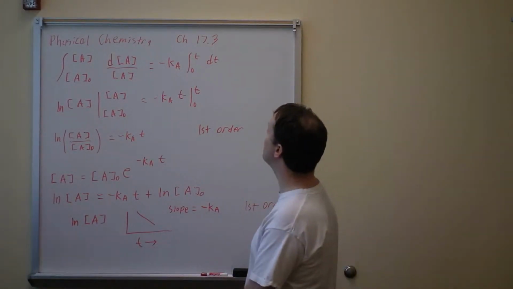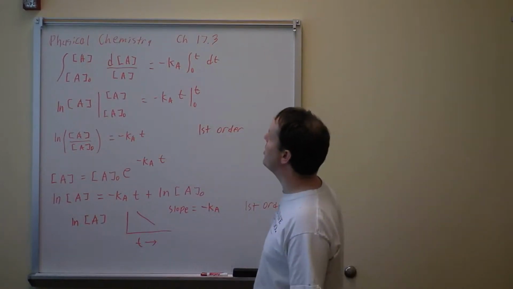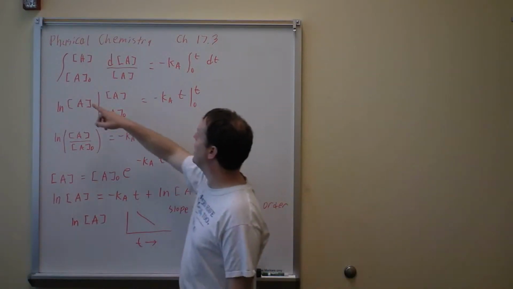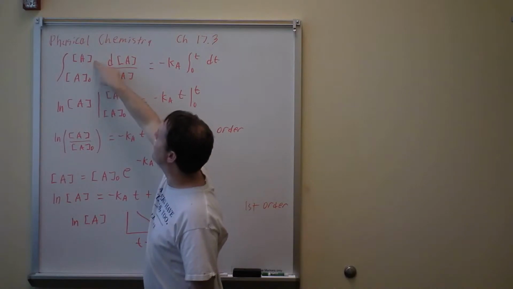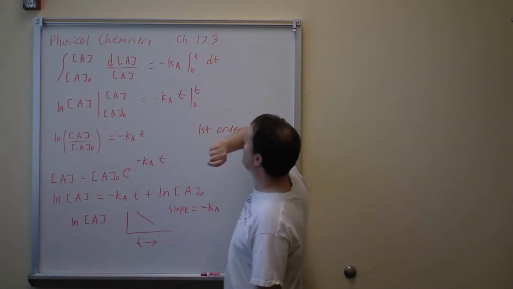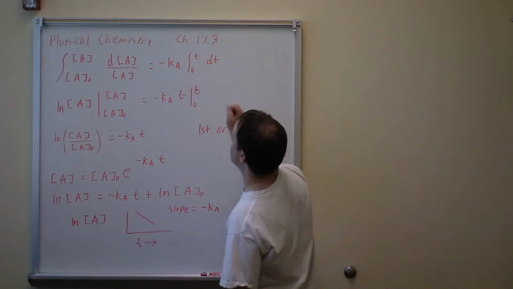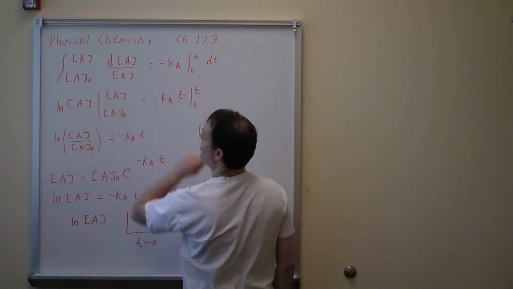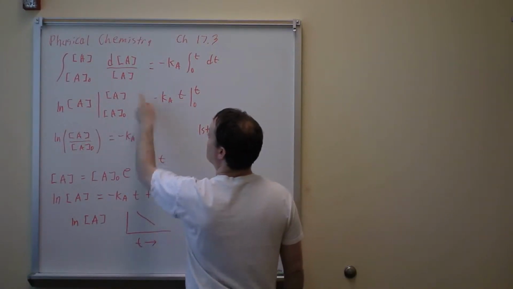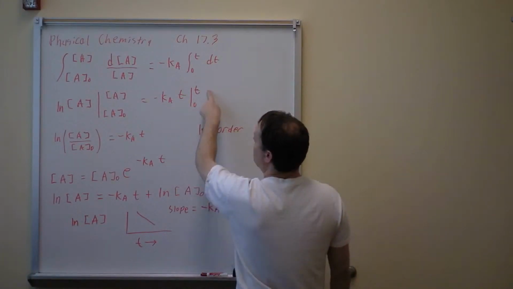Continuing on physical chemistry, chapter 17, section 3, everything you see here is for first order reactions. I showed you before how we had the rate for the first order reaction and we wanted to integrate it. So here we are integrating it. We're going to integrate from the initial concentration of A to the final concentration of A of 1 over the concentration of A times the differential of the concentration of A equals minus Ka times the integral from 0 to t of dt. Integrating 1 over the concentration of A gives the natural log of the concentration of A, evaluated from the initial concentration to the final concentration. And integrating dt from 0 to t is just t.